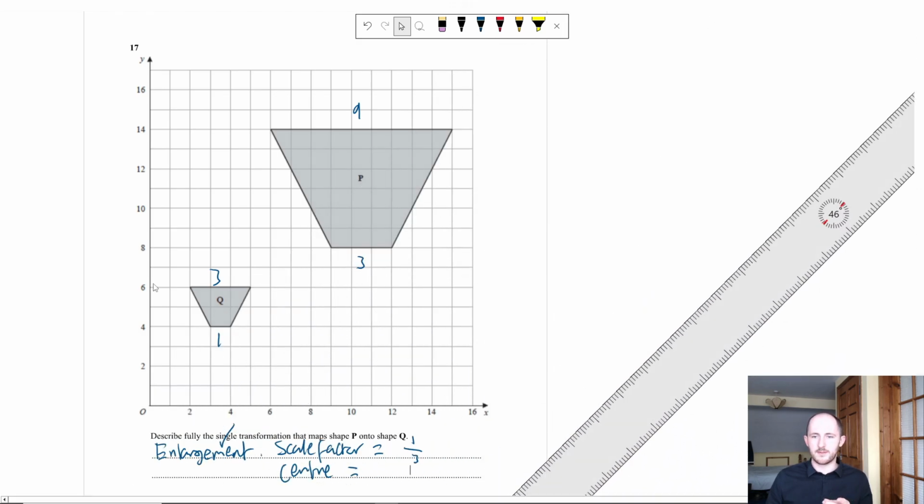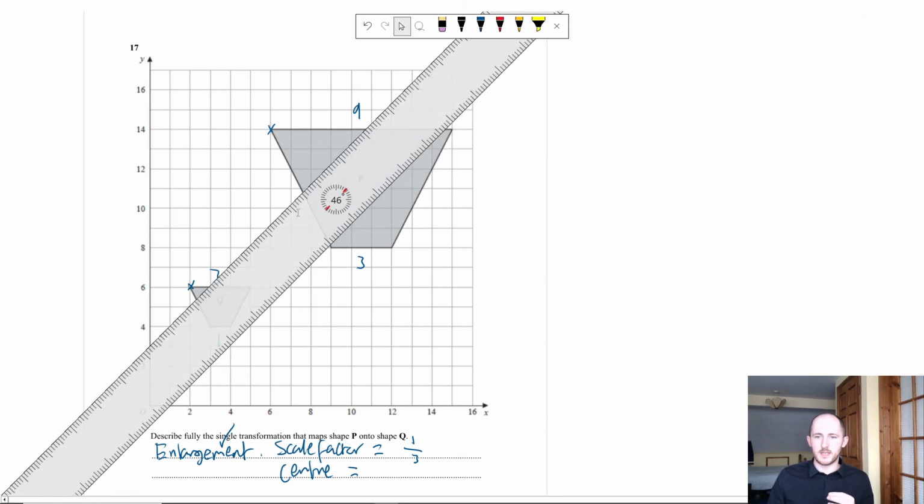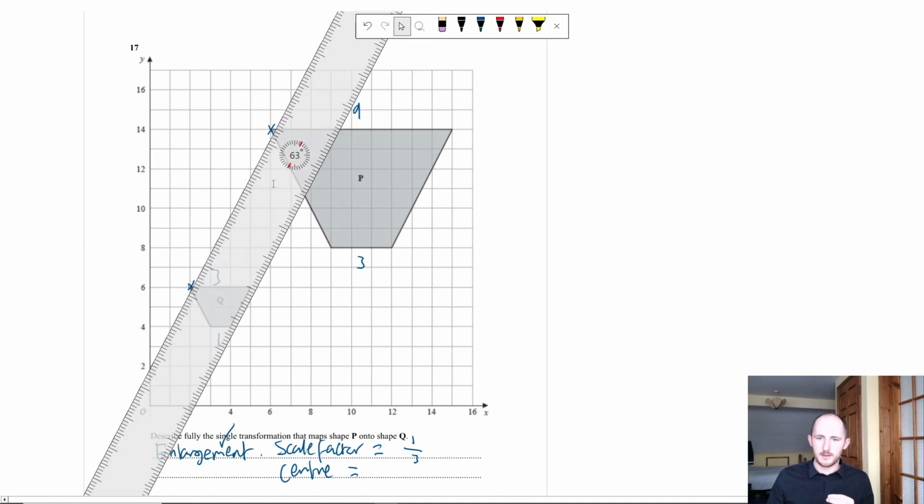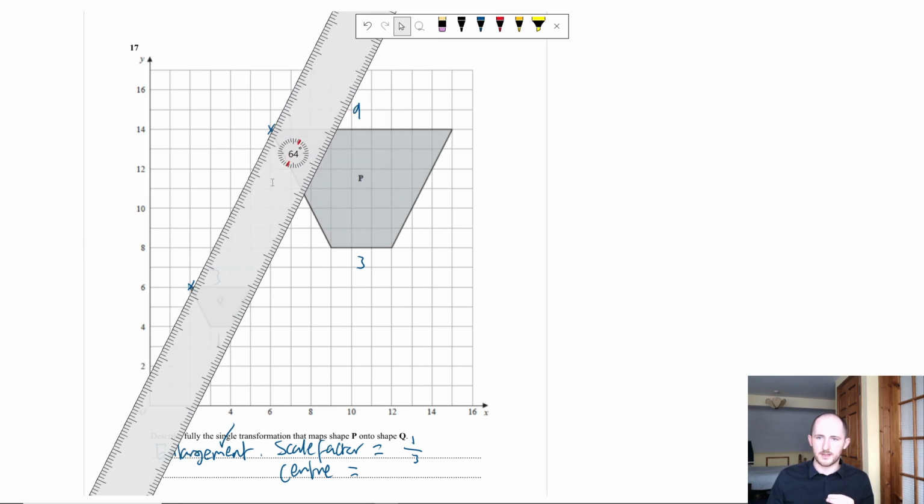Anyways, to find the center of enlargement, what you have to do is look at the corresponding lengths, okay? So this corner here is this corner here on this point. So what I'm going to do is draw a straight line through them. I'm going to hope that my ruler actually does line up pretty well. Again, bear in mind my ruler isn't as flexible as yours. And you just draw a straight line going through them.